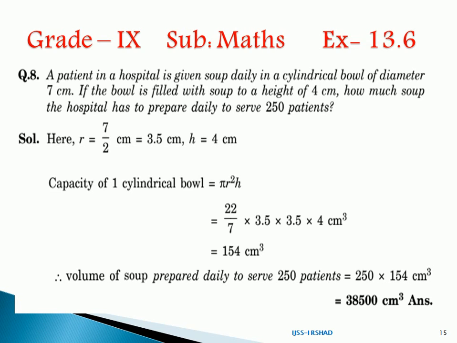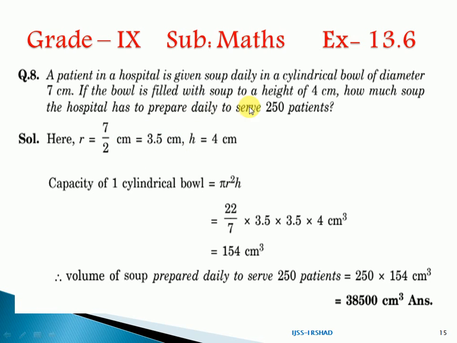Now the last question, number 8. A patient in a hospital is given soup daily in a cylindrical bowl of diameter 7 centimeter, diameter not radius. If the bowl is filled with soup to a height of 4 centimeter, how much soup does the hospital have to prepare daily to serve 250 patients? So first we will find the radius. Diameter is given, so radius will be diameter by 2, that is 7 by 2 centimeter, that will give you 3.5 centimeter when you divide.